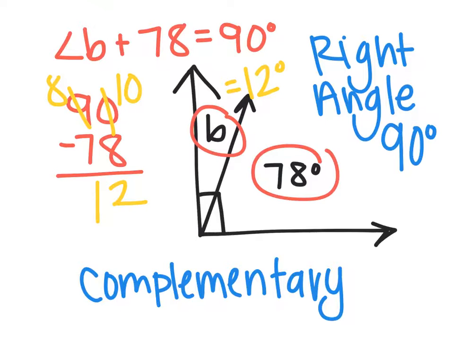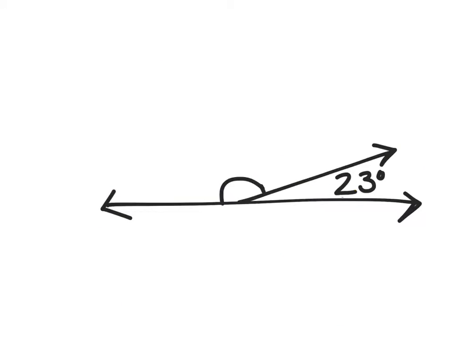I'm going to go ahead and check my work by putting in 12 degrees for angle B and see if it checks out. Okay, 12 plus 78 equals 90. Yep, that is correct. So angle B equals 12 degrees. Complementary angles. All right, let's go to our last one.